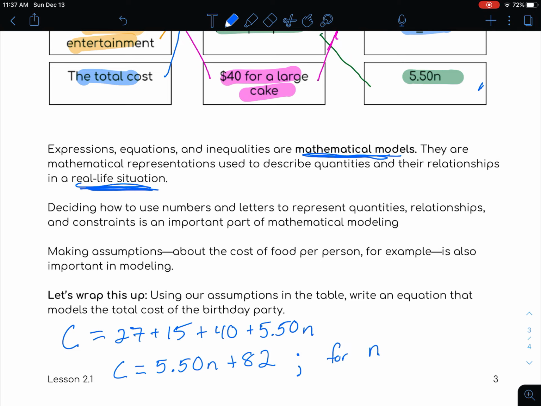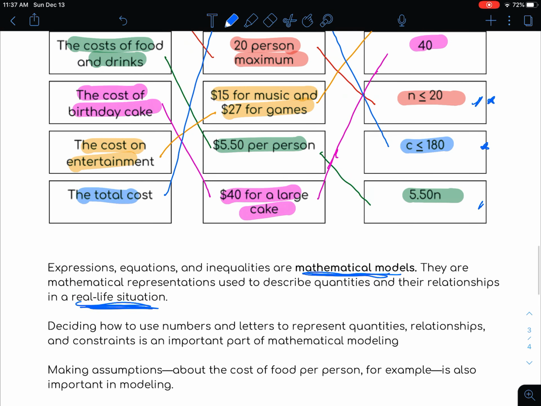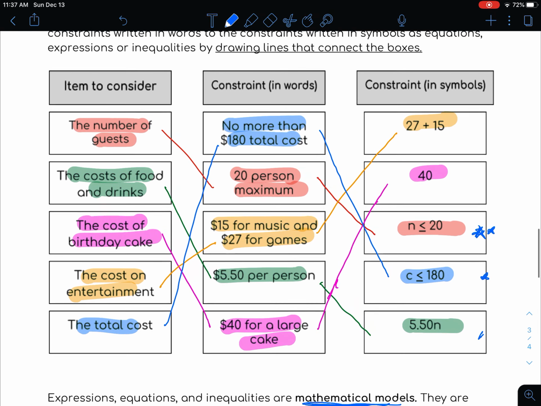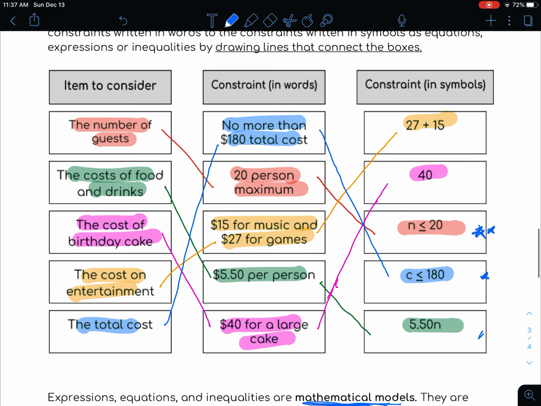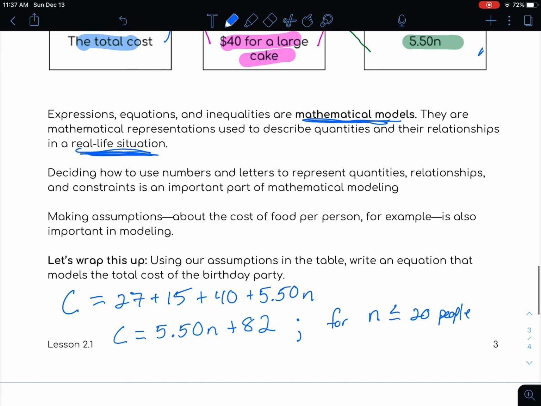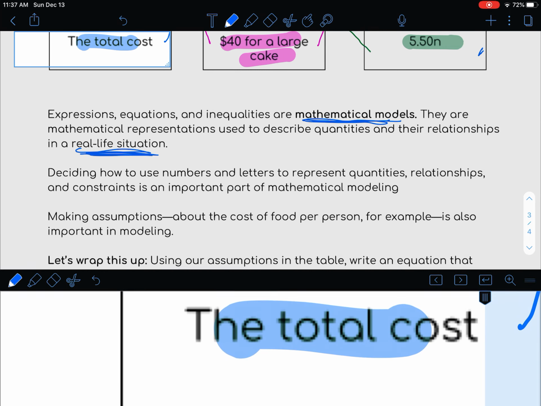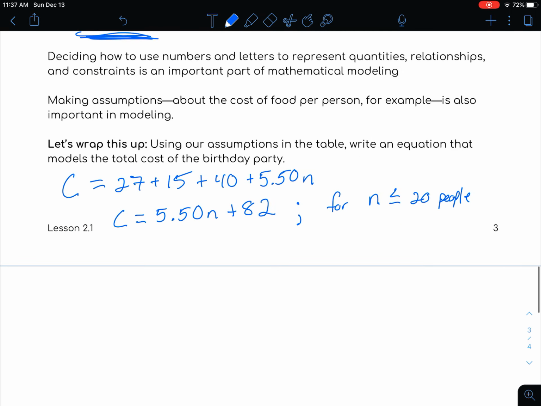But we also need to be thinking about some constraints around the problem. And if we were doing a graph of the equation, we need to be thinking about this as well. So this is for n is less than or equal to 20 people. So we talked about that being a constraint up here, right? That the 20 amount is for people, the amount of people. So the number of people is going to have to be less than or equal to 20 for our birthday party. That is a constraint.